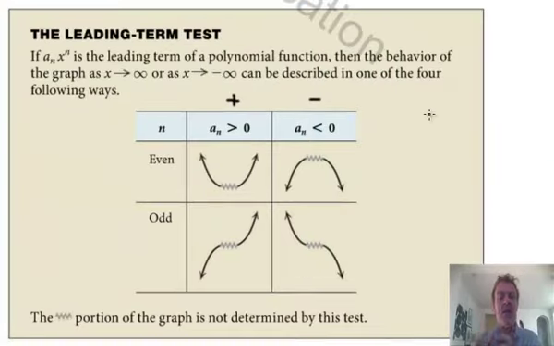So there's the summary. A positive even degree rises to the left and rises to the right. An odd degree will rise to the right and fall to the left. So as x goes to infinity, it rises. As x goes to negative infinity, it falls. And for negatives, it's the opposite way around. A negative even degree is both falling. And a negative odd degree is rising to the left, falling to the right.